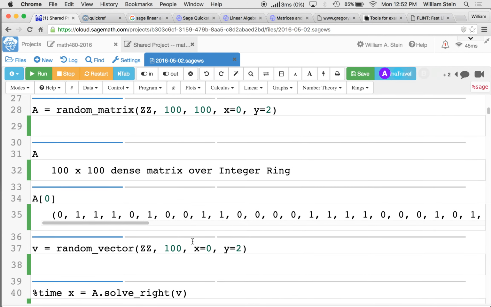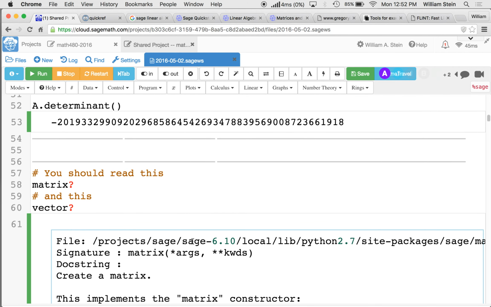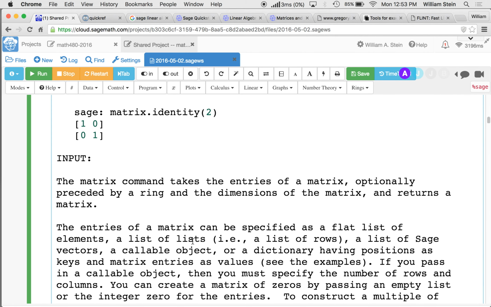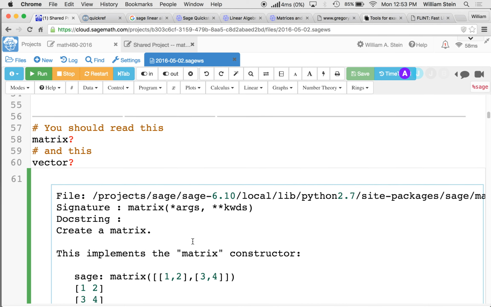Okay, so next, what do you want to know about? Let's see. So I just showed you two basic things to look at: matrix question mark and vector question mark. Matrix. So here's another thing.